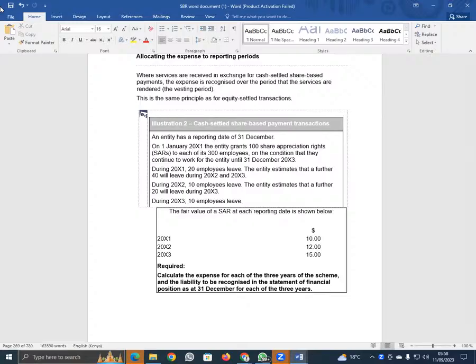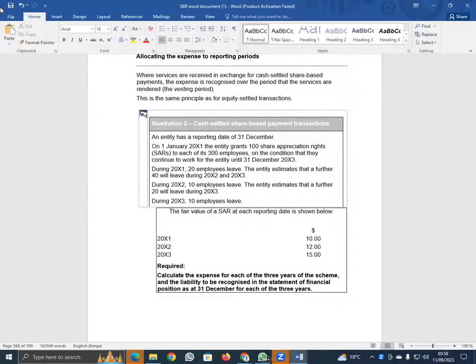On 1st January 2021, the entity grants 100 share appreciation rights, which are not the same as options. They're not the same as shares. They're given share appreciation rights to each of its 300 employees on condition that they continue to work for the entity until 31st December 2023. During 2021, 20 employees leave. The entity estimates that a further 40 will leave.